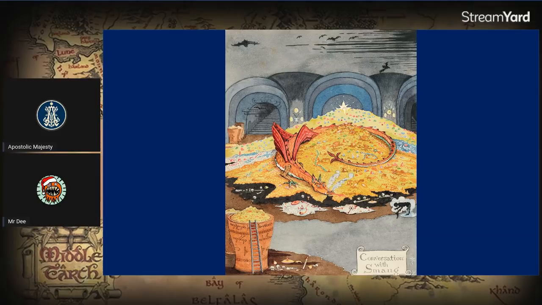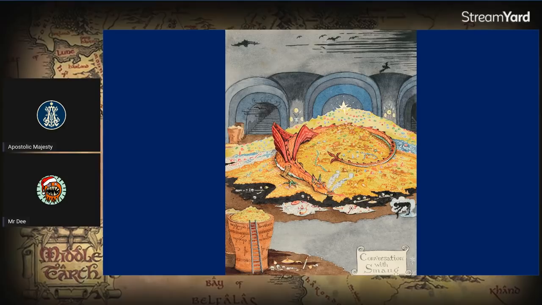Well, I'm struck by the slightly comical nature of the dragon. I think it's in keeping so much with what we were talking about with the tone of the book. It's less the kind of horror of the ringwraith and more this slightly fairy tale dragon. It's interesting, really, isn't it?